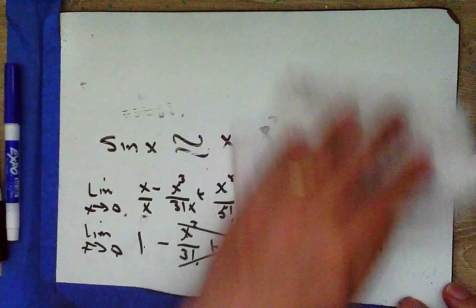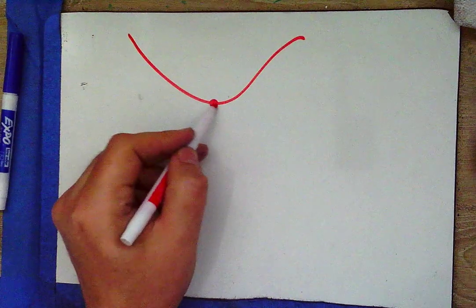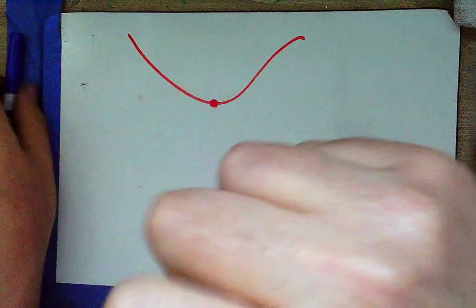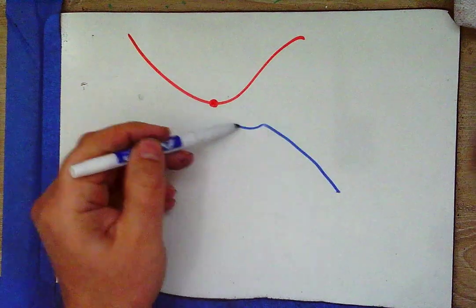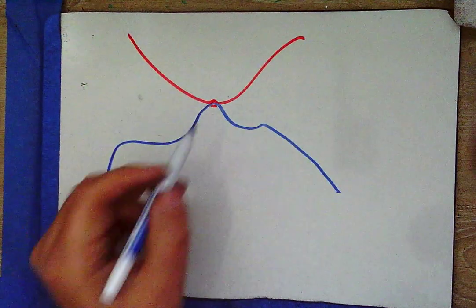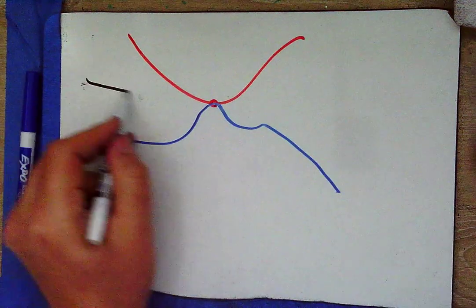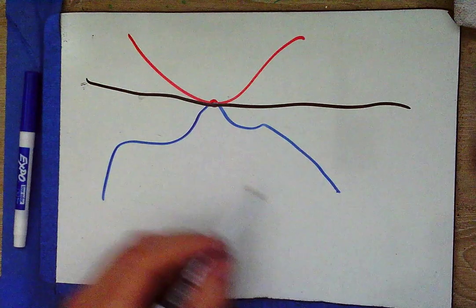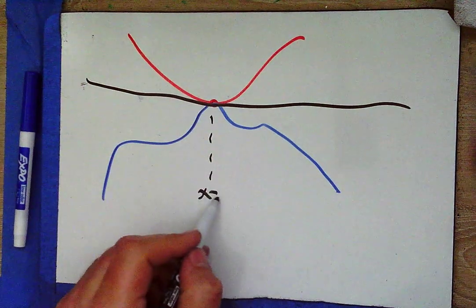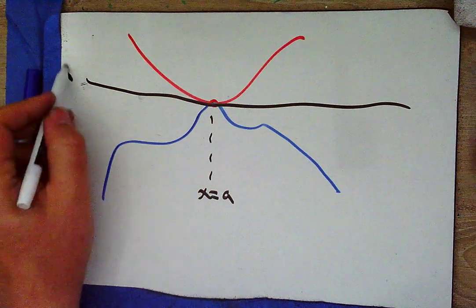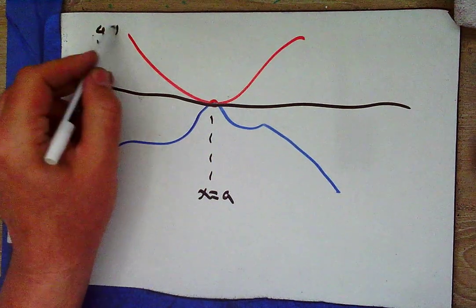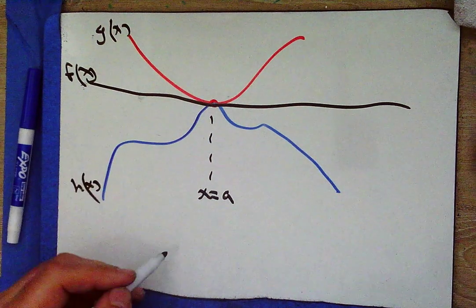Okay, next, sandwich theorem. So the sandwich theorem is really interesting. It says, look, you've got this function, there's this value at this point, you've got this other function, and they share that value at that point, and then you've got this function. And let's say that this is x equals a. We'll say that this is f of x. We'll say that this is g of x, and that this is h of x.